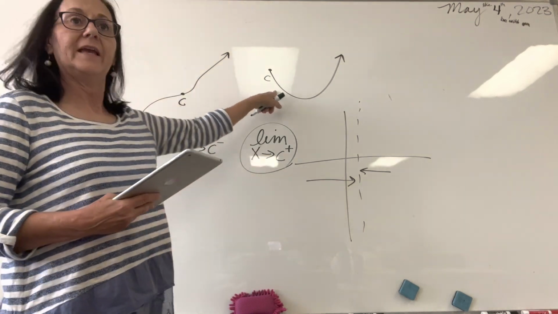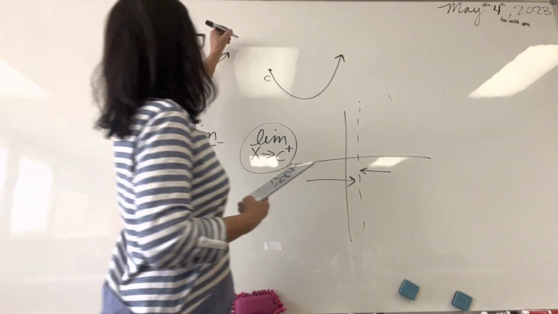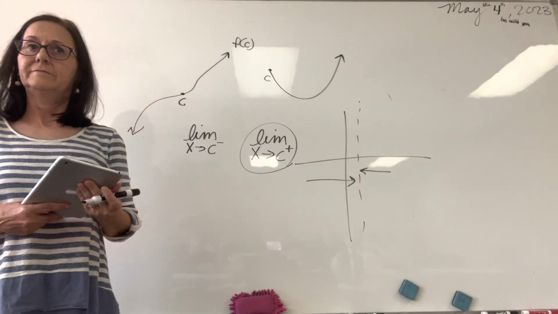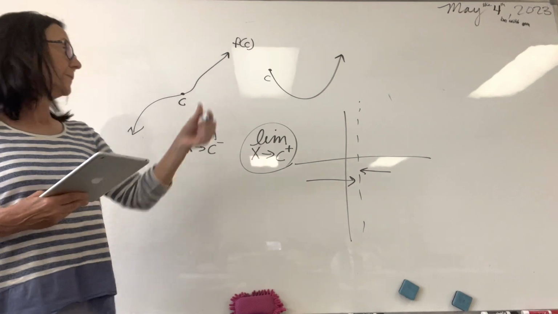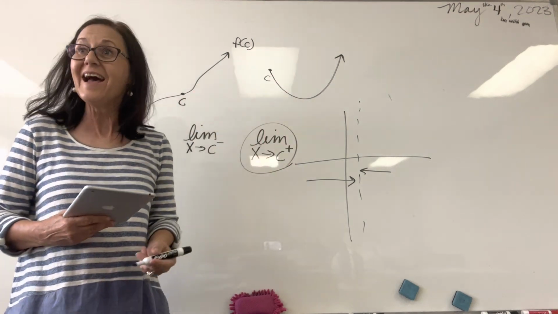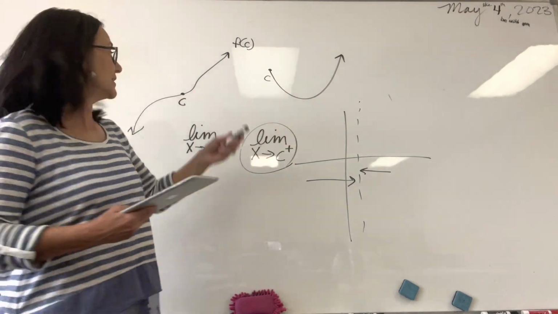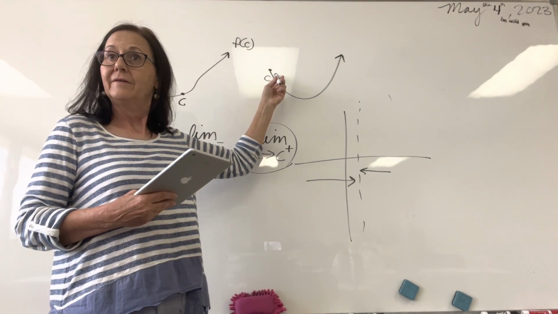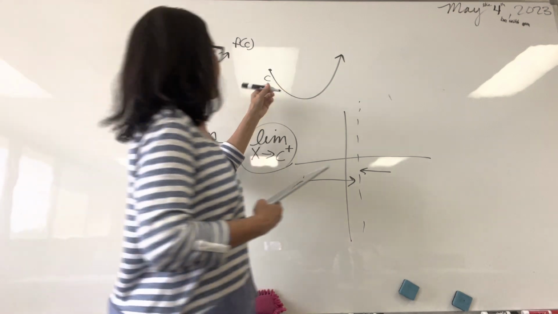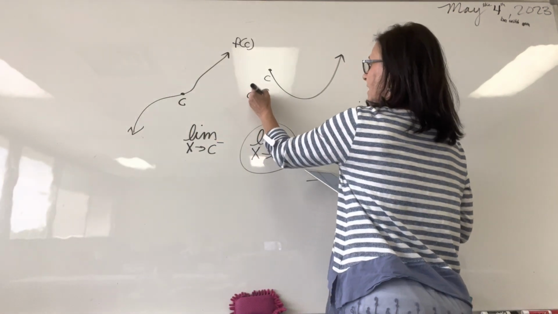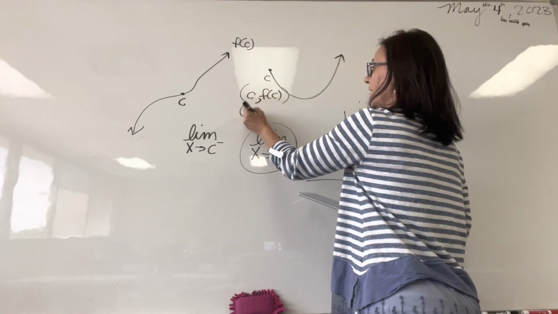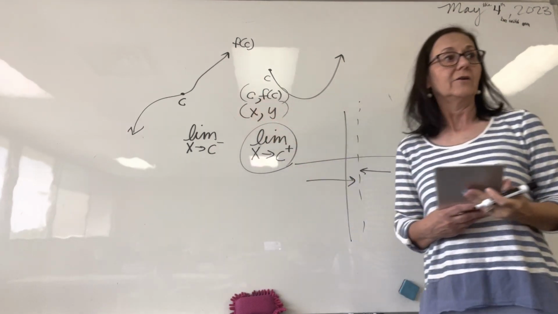For both of these, if I plugged in f of C, would it be defined? For both of these images? Yes. Why? Because they're points on the graph. So a point on this graph would be C comma f of C. That's just simply your x coordinate and your y coordinate.